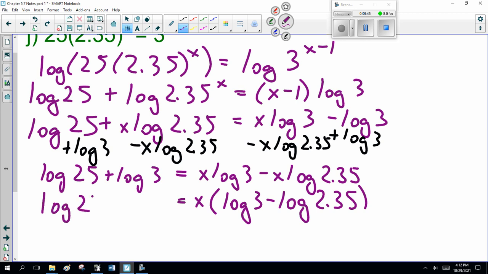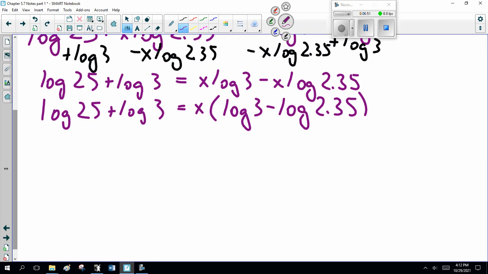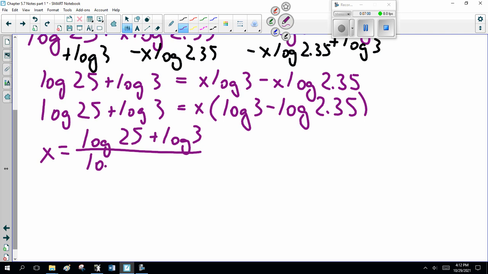So log of 25 plus log 3 equals x times log 3 minus log 2.35. So x equals log of 25 plus log 3 over log 3 minus log 2.35. Now, this was how it was written on the diploma. Actually, it was written on the old diploma. They left it like that. On the new diploma, I think it was like that.